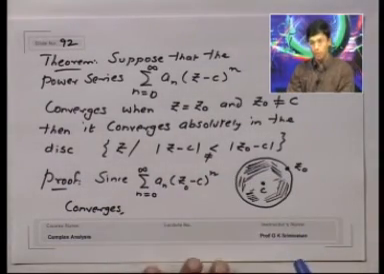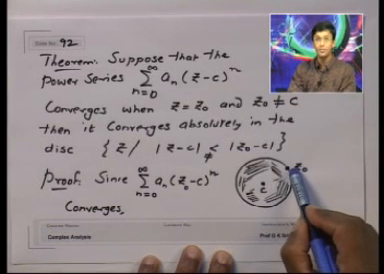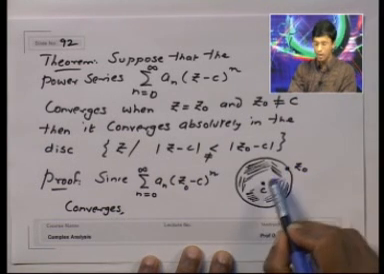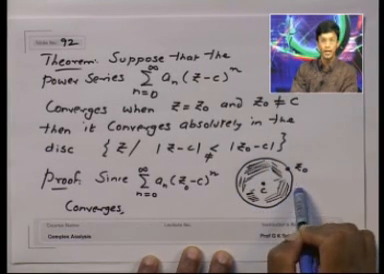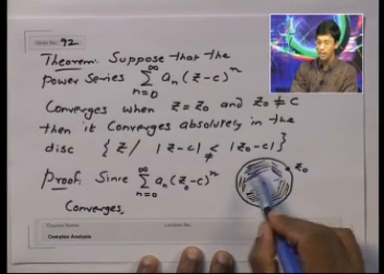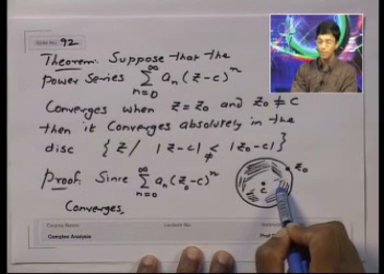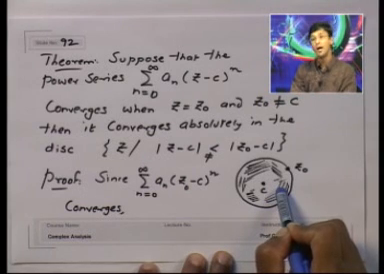So, suppose you have a power series that converges at a point z naught other than the center. Then draw a circle through z naught with center at C, and inside this circle the power series will converge absolutely.